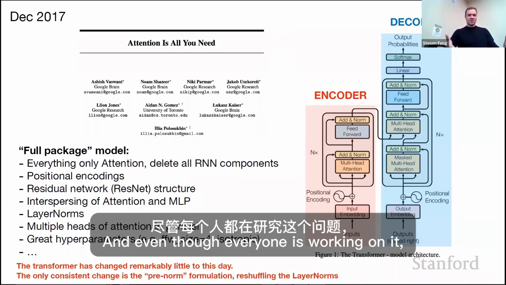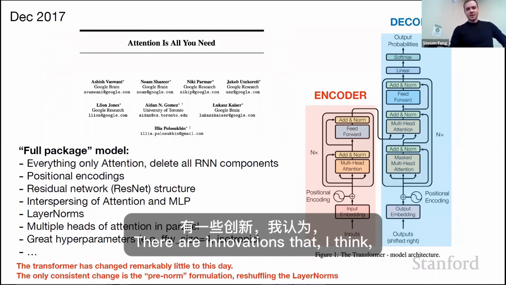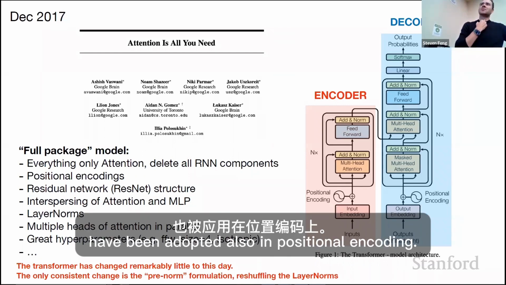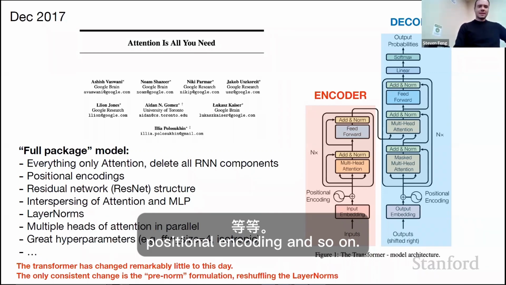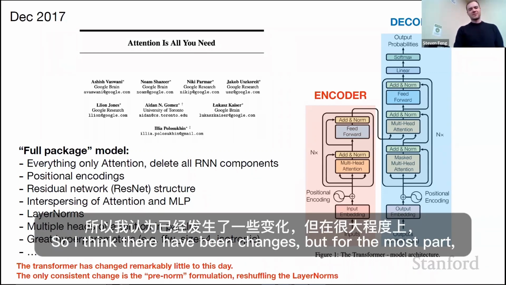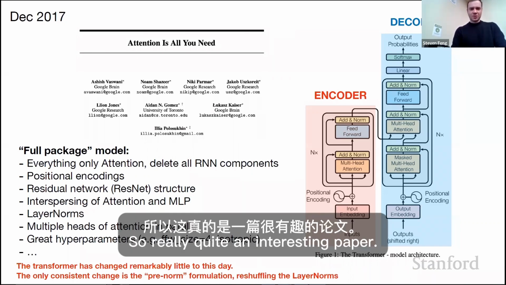And even though everyone is working on it, it's proven remarkably resilient, which I think is really interesting. There are innovations that I think have been adopted also in positional encodings. It's more common to use different rotary and relative positional encodings and so on. So I think there have been changes, but for the most part, it's proven very resilient. So really quite an interesting paper.